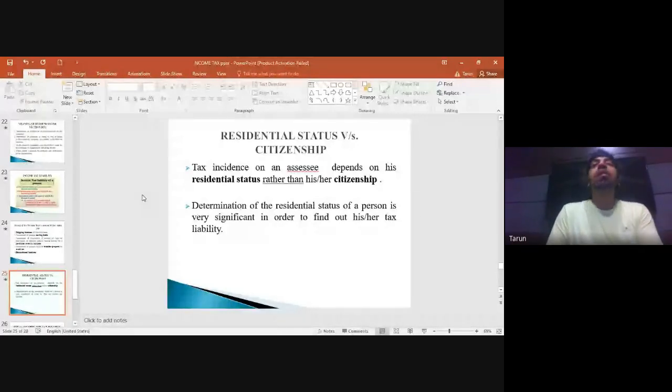We also need to check the residential status of artificial juridical persons, whether it is applicable or not. So we have to check whether this company is a resident of India, and calculate it. So one by one we will study. It's very easy, not so difficult at all, but it is lengthy.